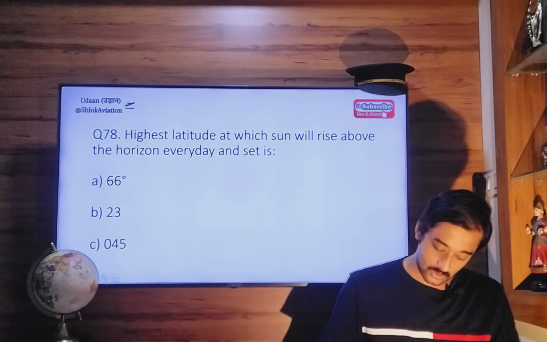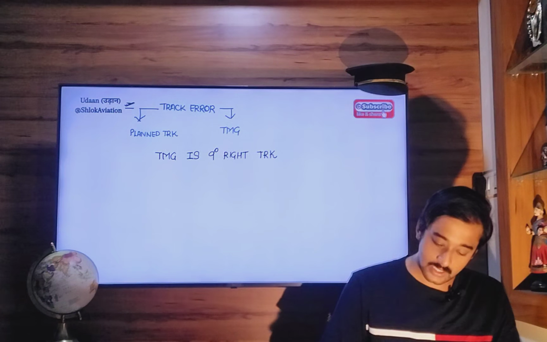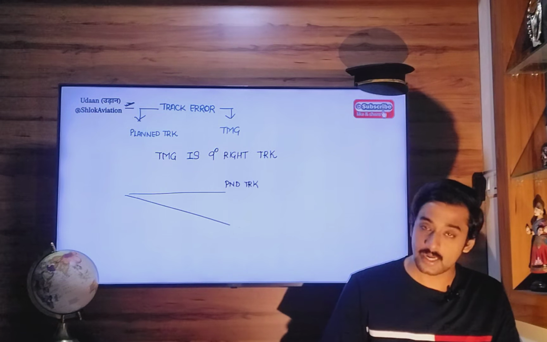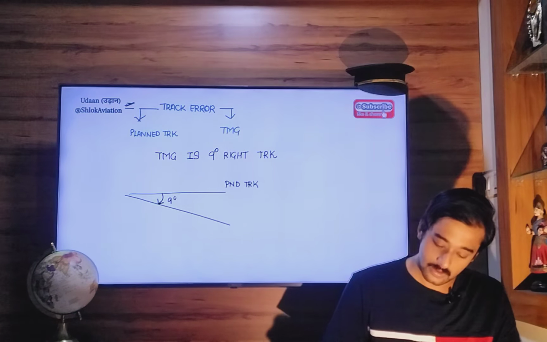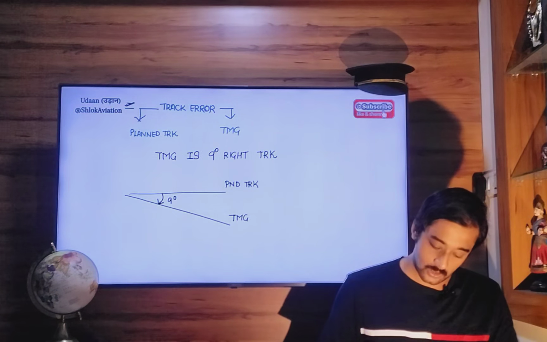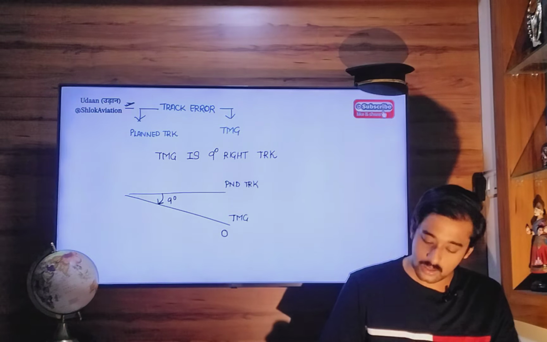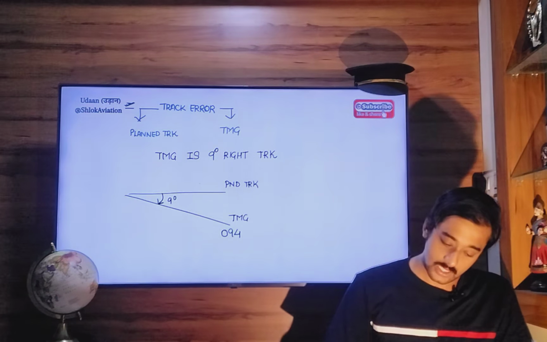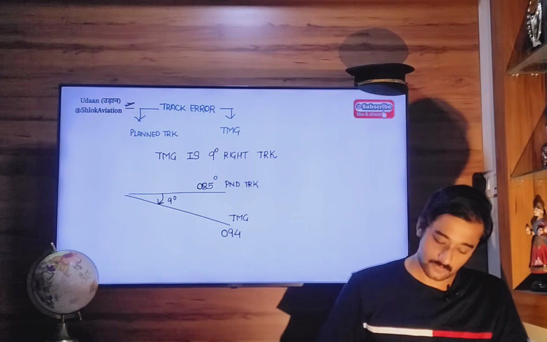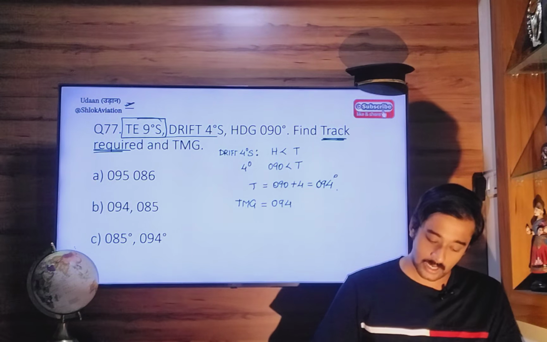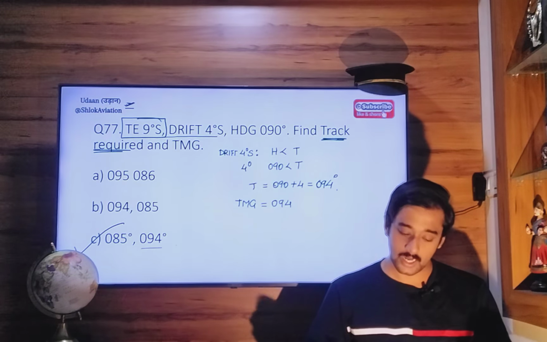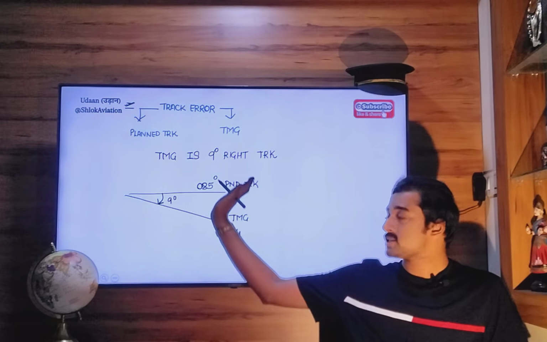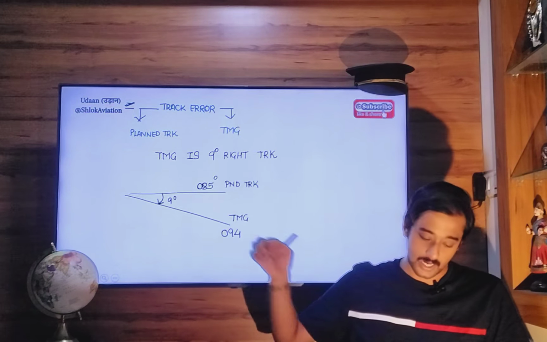Okay, so your planned track is this. Your track made good is 9 degrees right hand side of that. So track made good is what? It's 094. So planned track will be 094 minus 9, which is 085 degrees. So what is track required? 085. What is track made good? It is 094. Option Charlie is the right answer. Going left hand side, values decrease. So that's why we have subtracted.